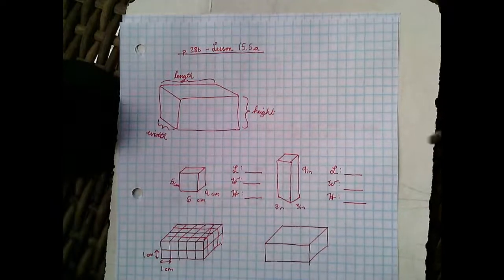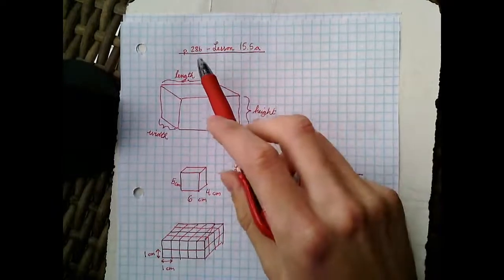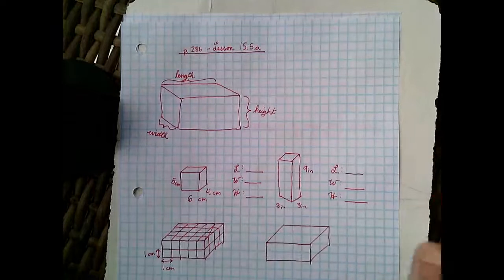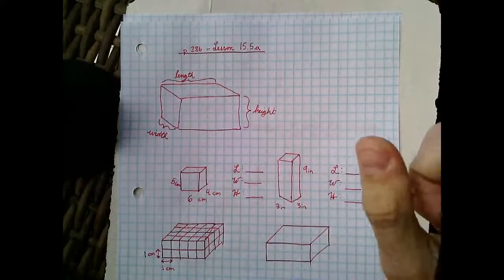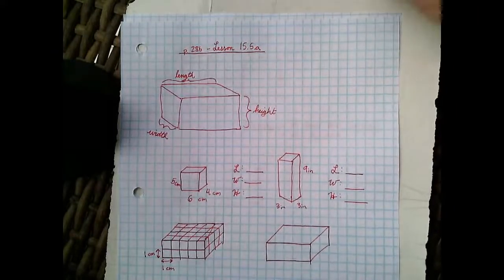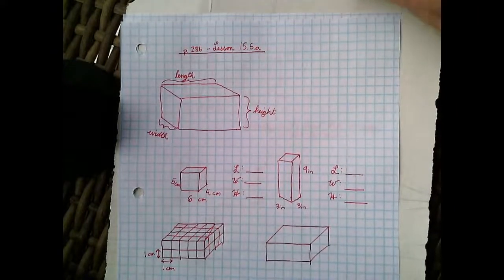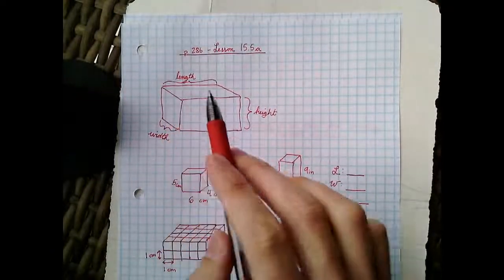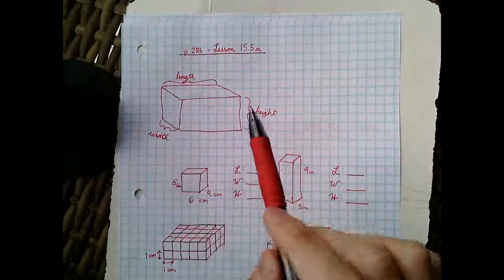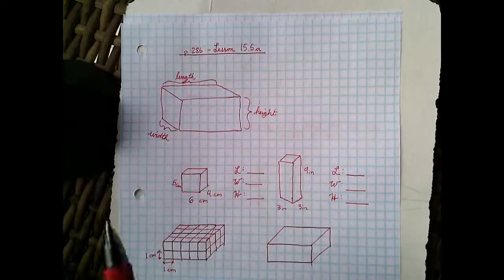Second half is tomorrow. 15.5a starts on page 286 and is continuing to look at the volume of rectangular prisms, and then we'll also be looking at liquids and how to measure their volume. The first thing to know is to make sure that we're using the right vocabulary when describing the different dimensions of cubes and rectangular prisms.